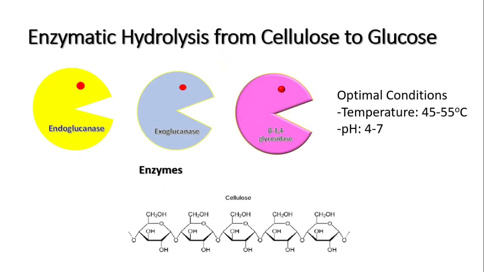Enzymatic hydrolysis from cellulose to glucose includes three enzymes: endoglucanase, exoglucanase, beta-1,4-glycosidase. The optimum conditions for the enzymes are 45 to 55 degrees Celsius and pH 4 to pH 7.